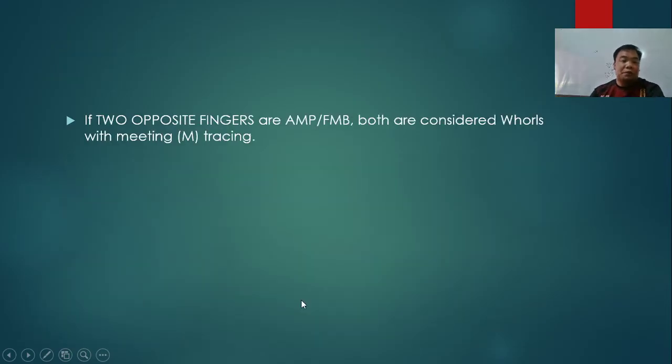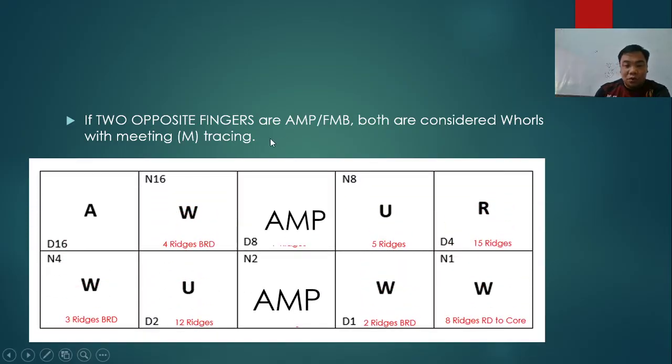The second is, if two opposite fingers are amputated or missing at birth, both are considered whorls with meeting tracing. Take note, those two are the same finger on each hand, for example the middle finger of your right hand and the middle finger of your left hand. If both are amputated or missing at birth, they are considered plain whorls with meeting tracing.